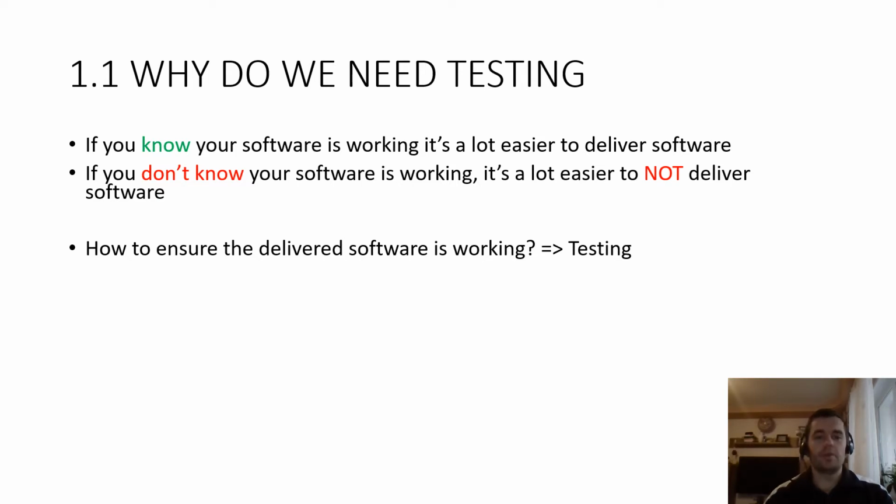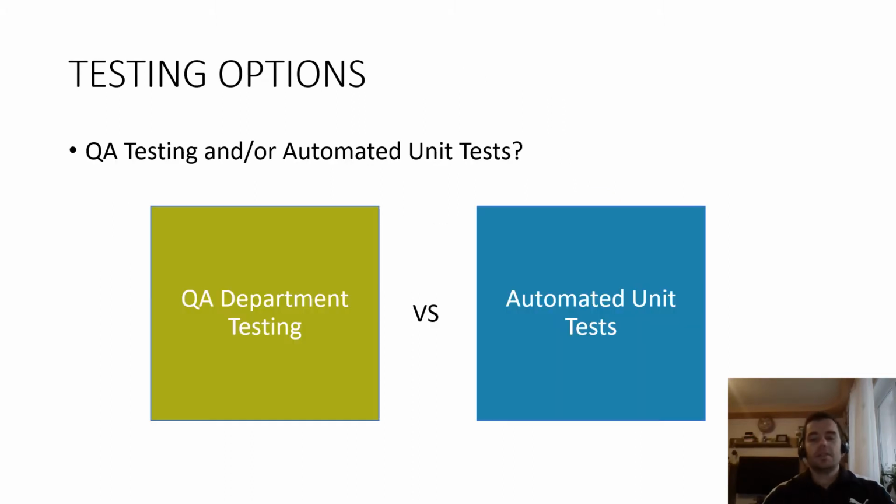If you know your software is working, it's a lot easier to deliver software. If you don't know your software is working, it's a lot easier to not deliver software. So how do you ensure that your software is working? Of course, through testing. So what testing options do we have? First of all, we have the QA department testing, the testers we refer to in the development team, and the automated tests which are written by developers.